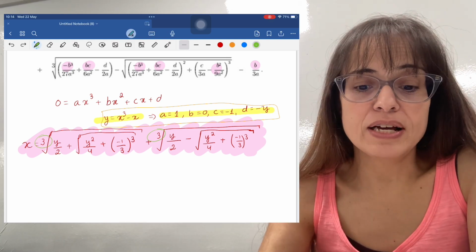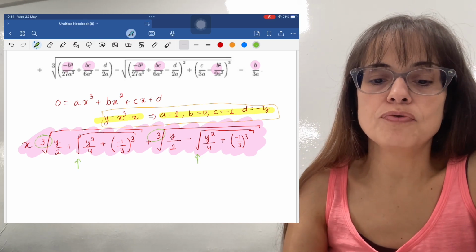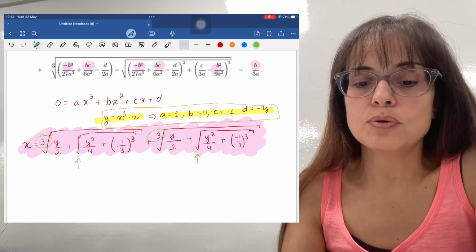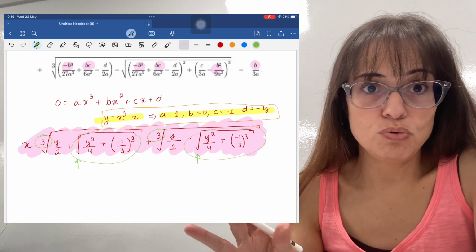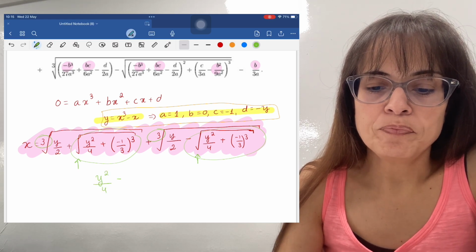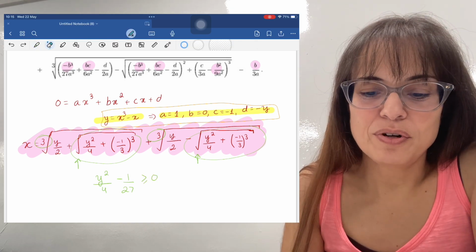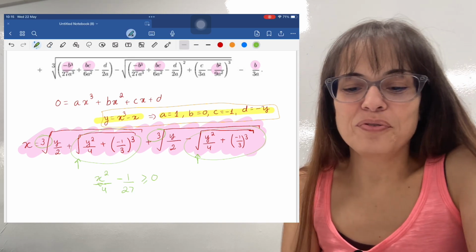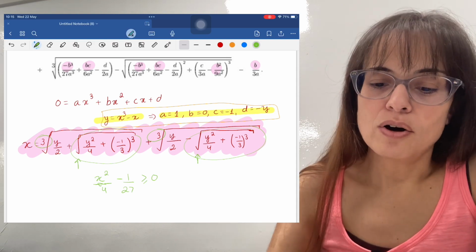But this formula also has square roots in it, and square roots do have the same domain restriction that we just mentioned before, which is that the thing that's inside the square root needs to be bigger or equal than 0. So notice that it is the same square root twice here, so it's not going to be two different restrictions, but we do need y squared over 4 minus 1 over 27 to be bigger or equal than 0. And because the variables are going to be inverted, it's actually not a y here. It's going to be x squared over 4 minus 1 over 27 has to be bigger or equal than 0. This is going to be the domain of this function.